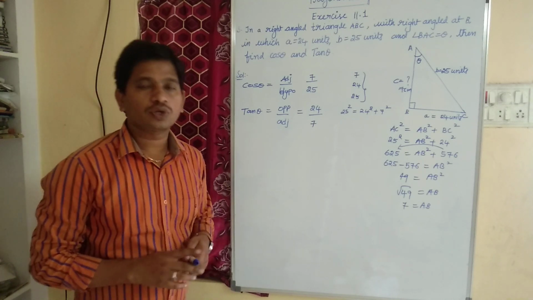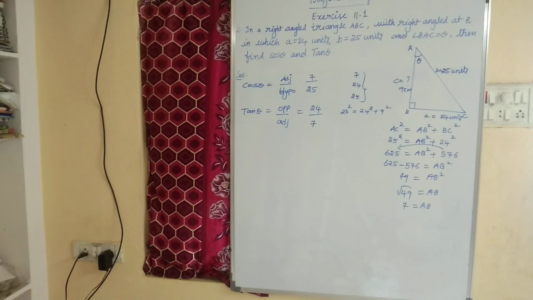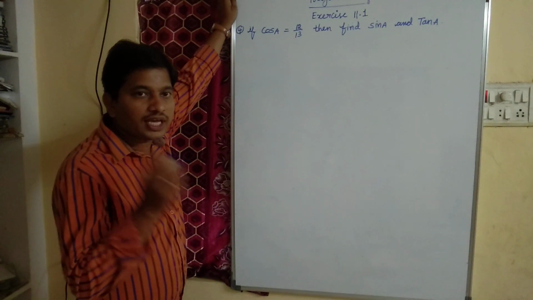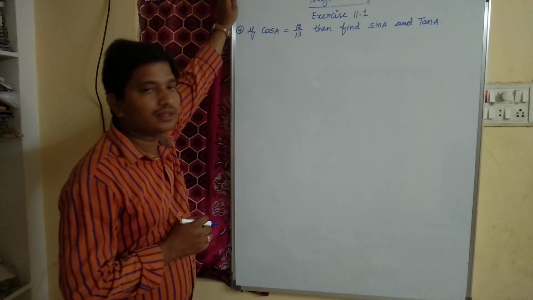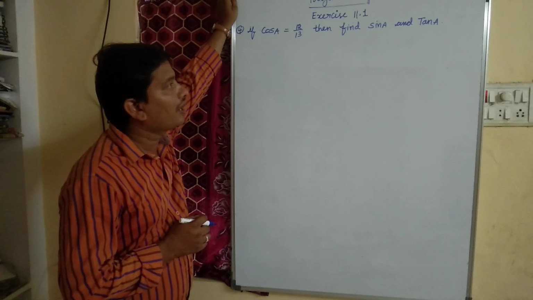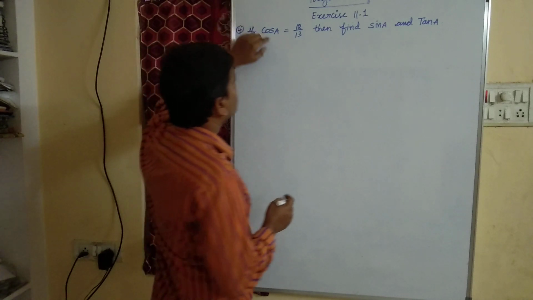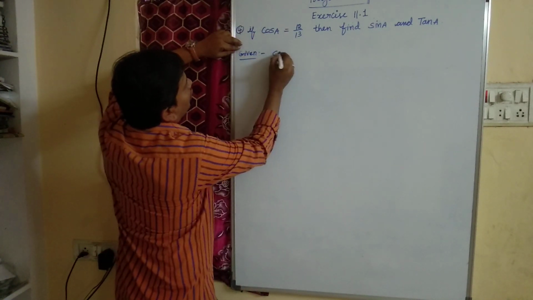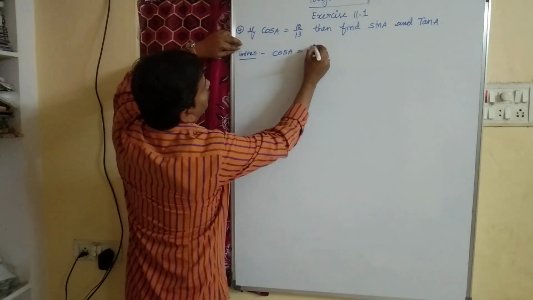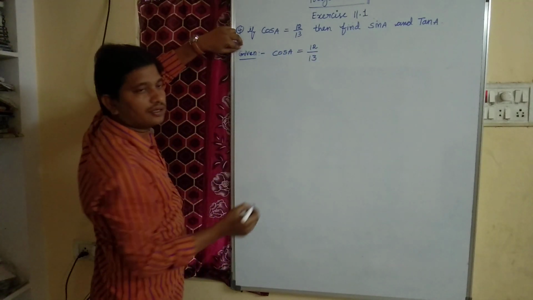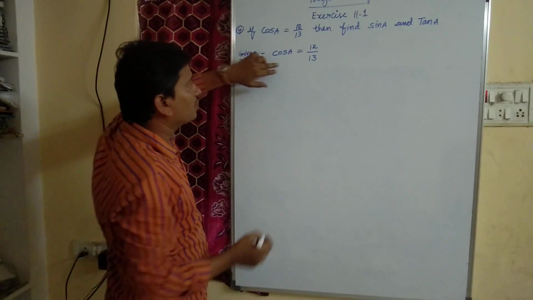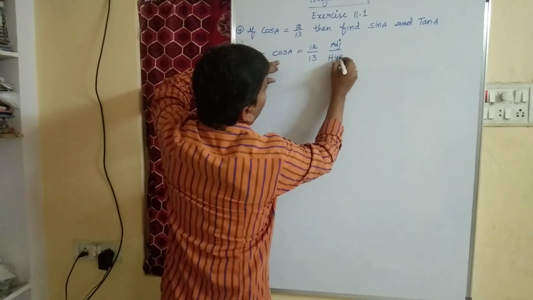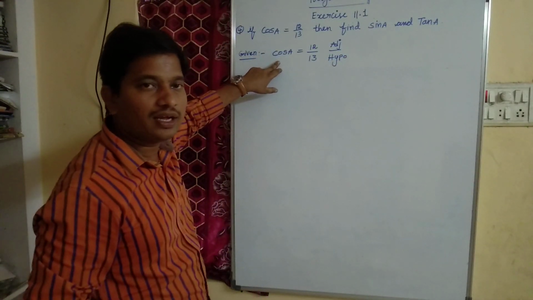Now coming to the fourth question. If cos A equals 12 by 13, then find sin A and tan A. Okay, so what is given? It is given that cos A equals 12 by 13. What is the ratio of cos, children? Cos is nothing but the adjacent side by the hypotenuse.